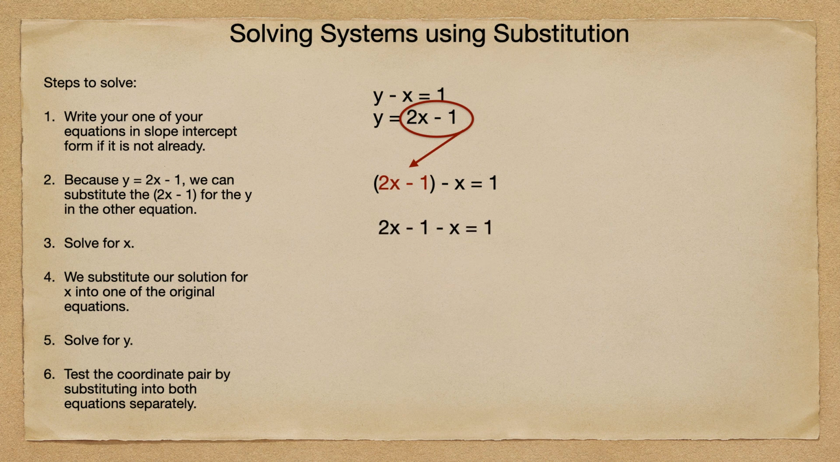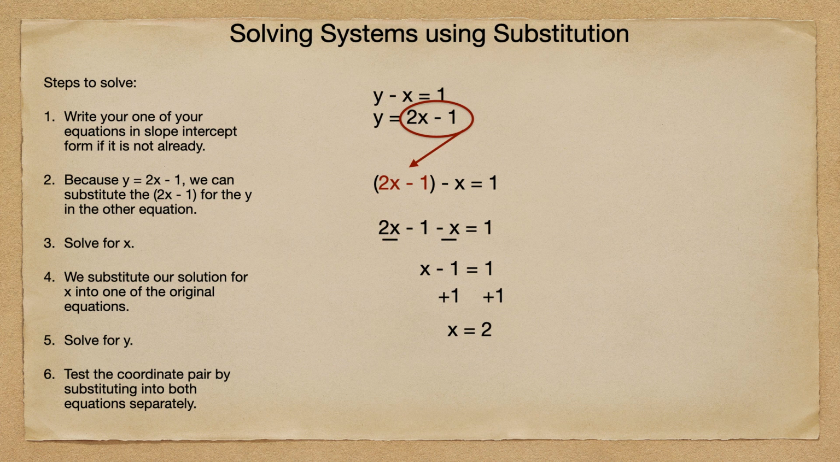So first we're going to simplify my 2x and my negative x. These can become just x. We bring down our negative 1 equals 1. We then will additive inverse that negative 1 to the other side, which will become plus 1 to both sides, and we're going to get x equals 2.